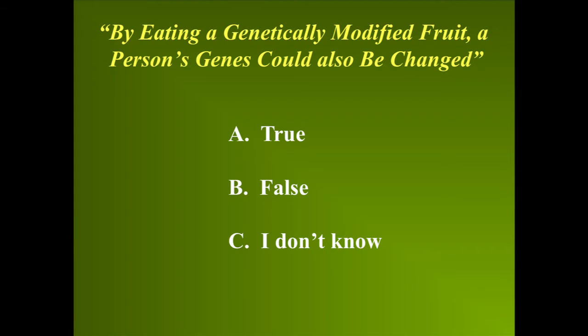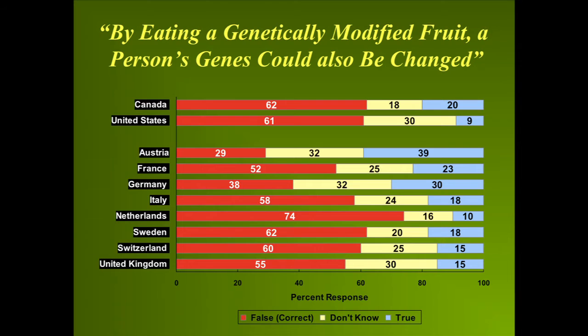Really? Or here's another one where you can see the forming of a controversy in the making. By eating a genetically modified fruit, a person's genes could also be changed. True, false, or I don't know. So by eating a genetically modified fruit, can you somehow absorb the genes from that fruit to alter your own DNA or even microflora, but especially your own genes? The answer in the United States is that 39% either don't know or think that that's true. But if we look at Austria, that result is zooming over 71%. So there is the concern that by eating a genetically modified plant, those genes could then be transferred into the human genome.